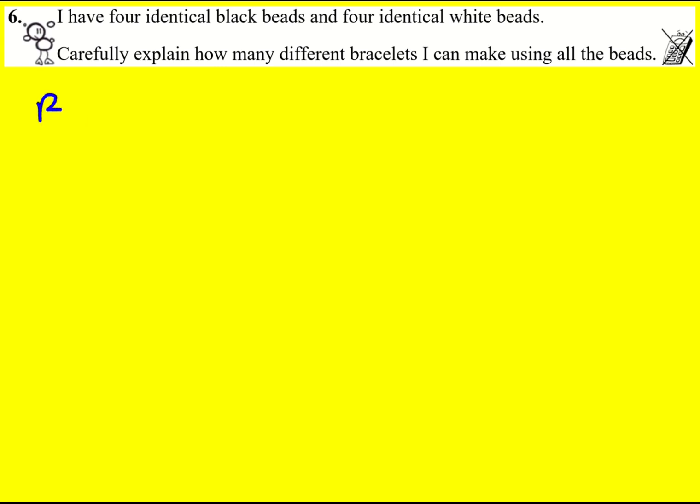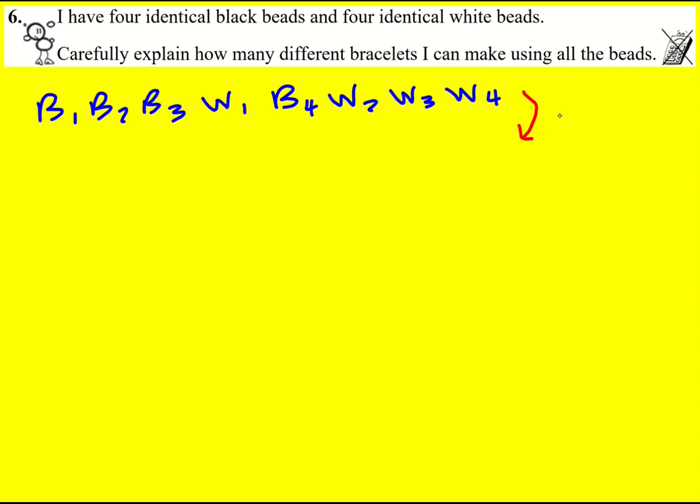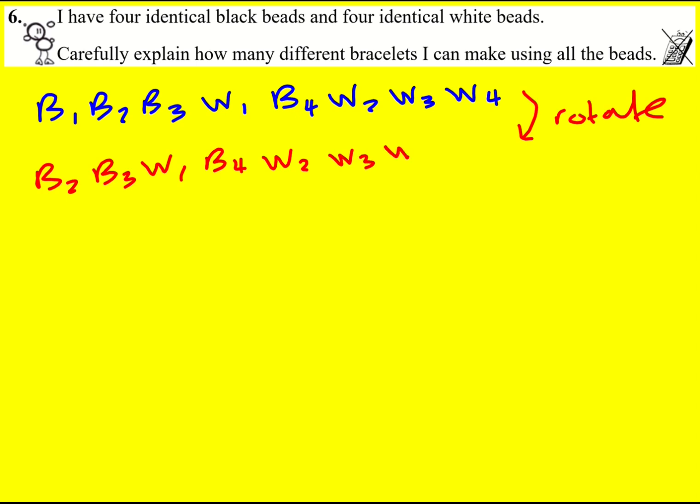So, for example, let's just make a possible bracelet. Some different black beads, and then a first white bead, and then maybe a fourth black bead there. Okay, now if I was just to rotate this around, then I could end up with it looking like this. So that will look the same.